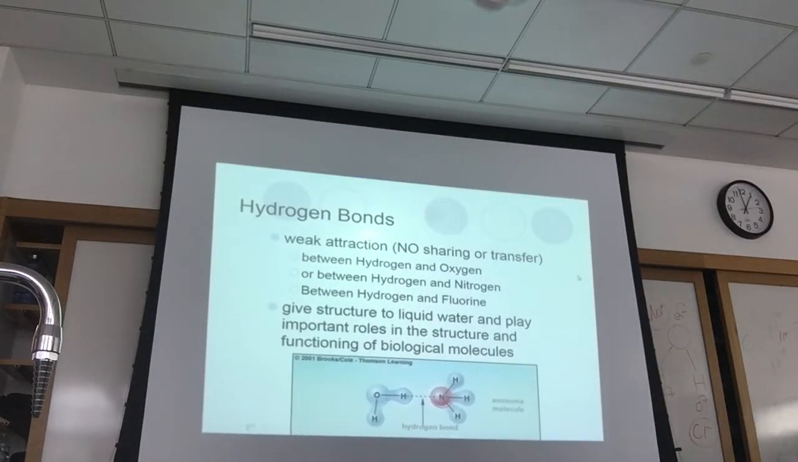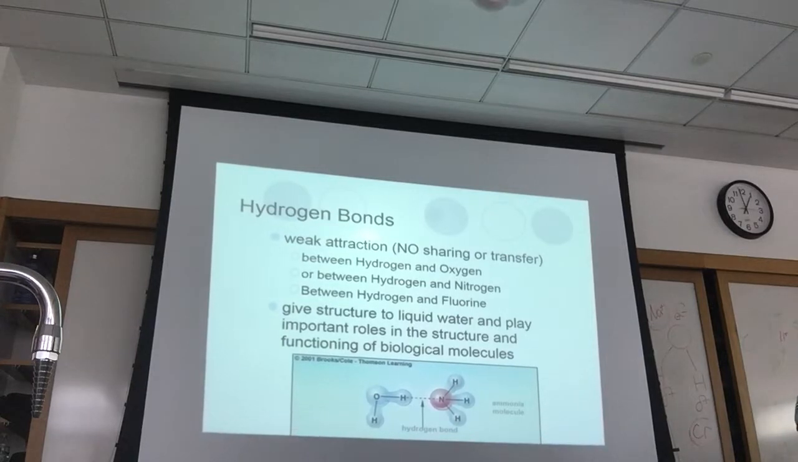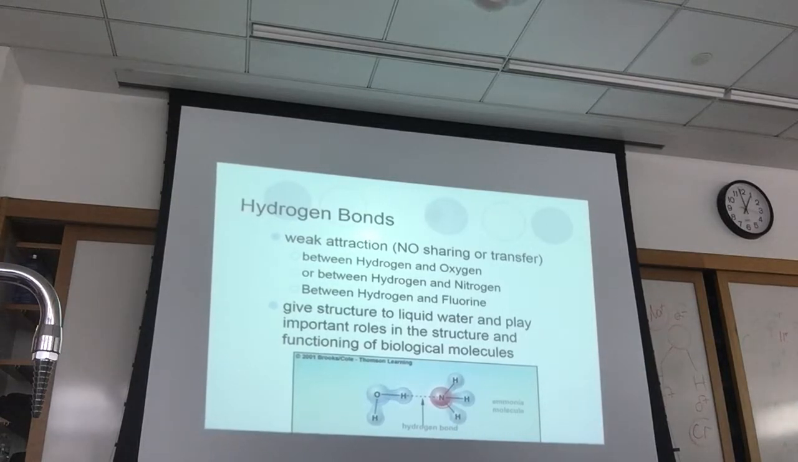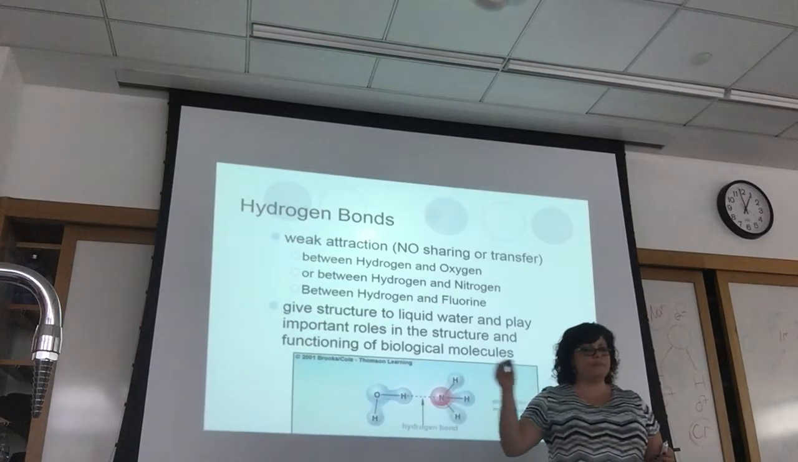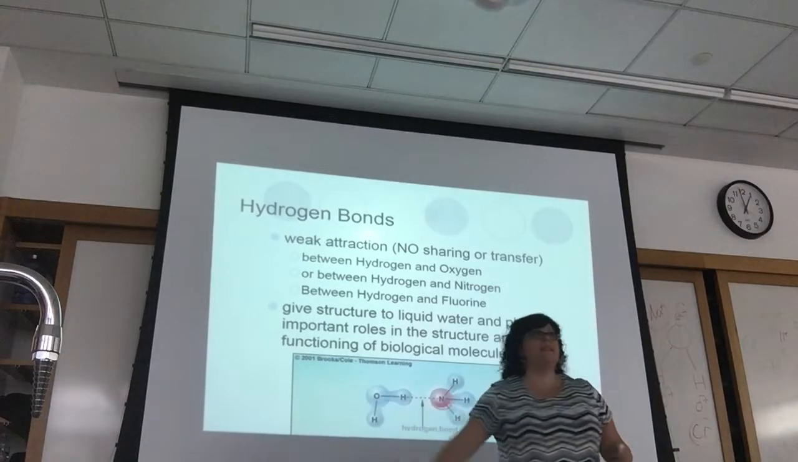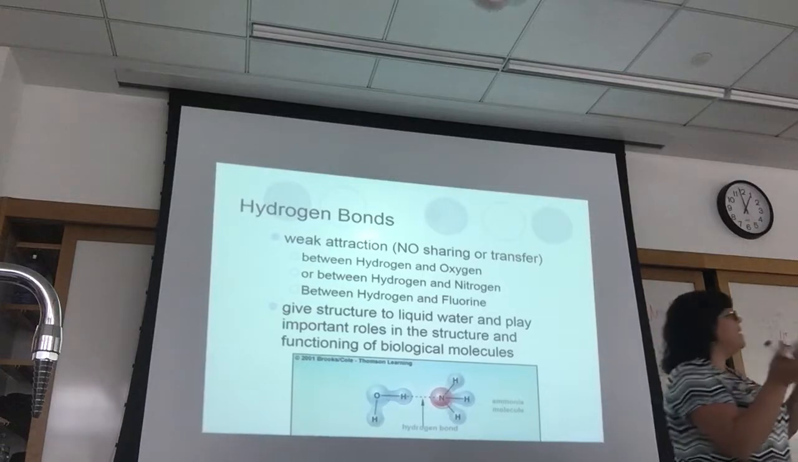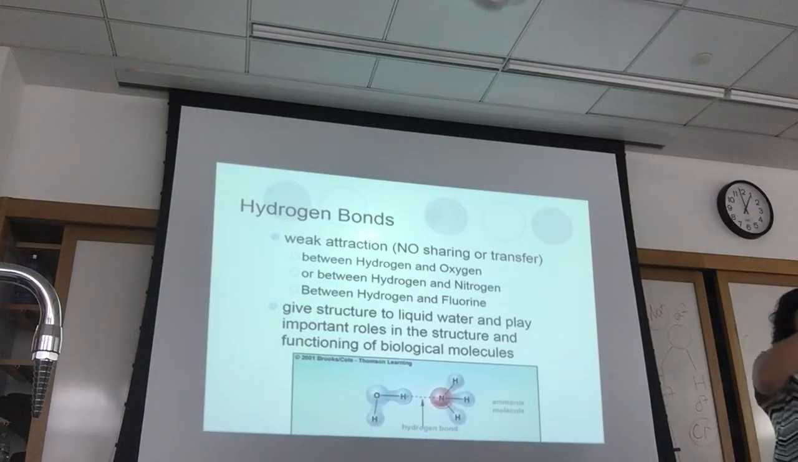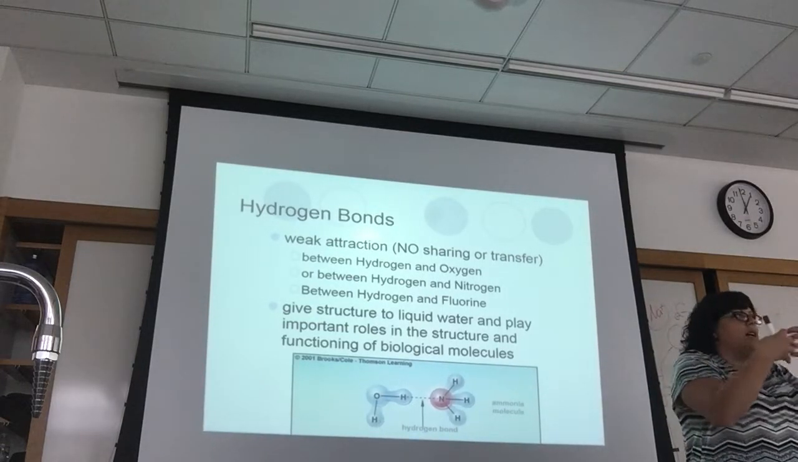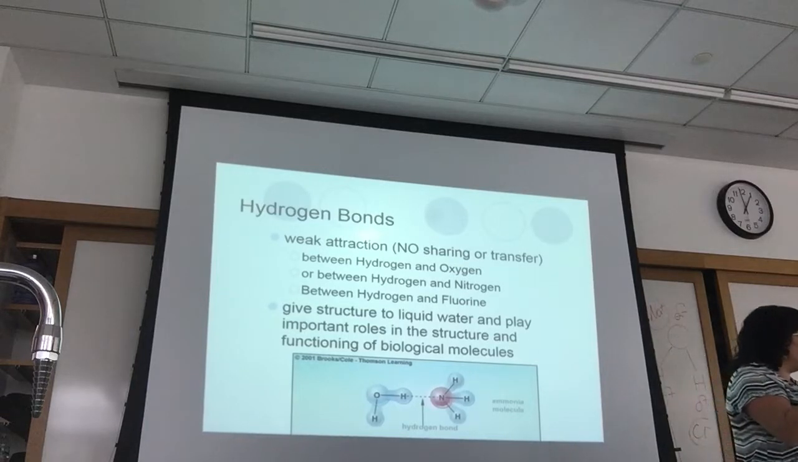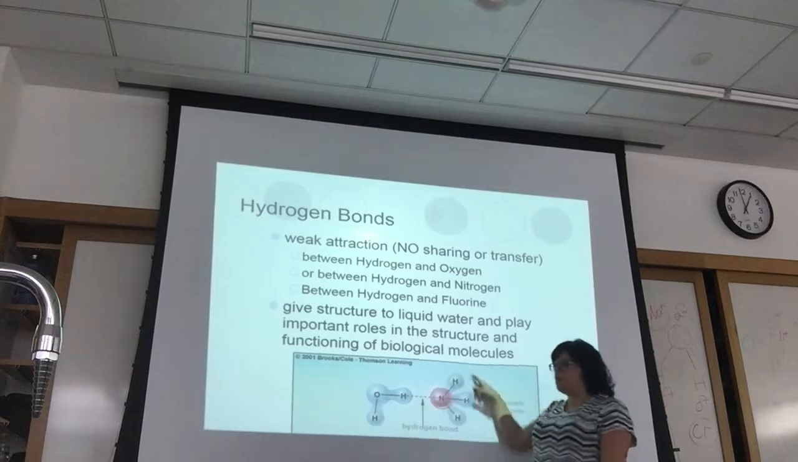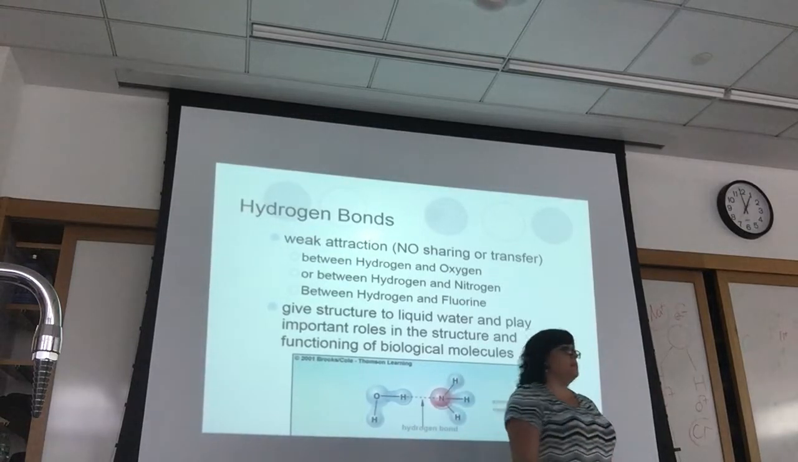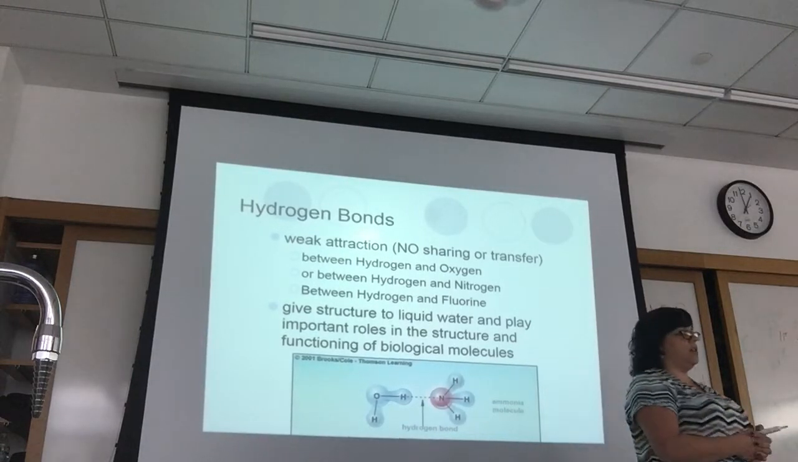All right, so we talked about covalent bonds. We talked about ionic bonds. The last type of bond is a hydrogen bond. Hydrogen bonds are similar to ionic bonds because there's really no actual link. There's no sharing going on, okay? There's no rotation around here and rotation around here. It's just a weak attraction.